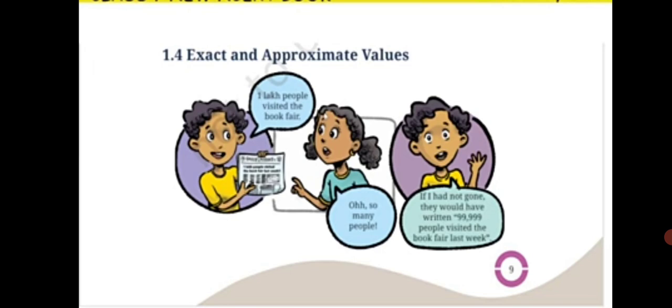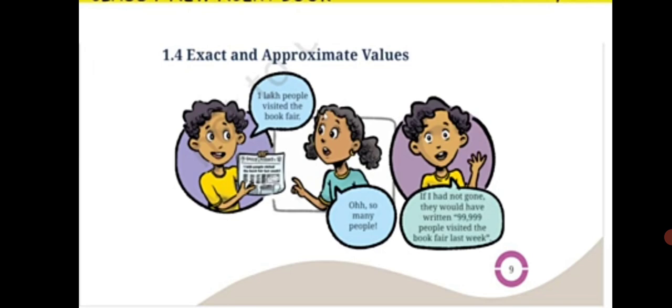Exact means exact values, and what is approximate? We can't find the exact value, so we can tell these numbers as ideas close to their exact values. Suppose I give you one example. Suppose you go to a fair where so many people are there. Can you tell me the exact number of people over there? Have you counted them? Obviously not. So you can only tell me the approximate number of people over there. These are approximate values.